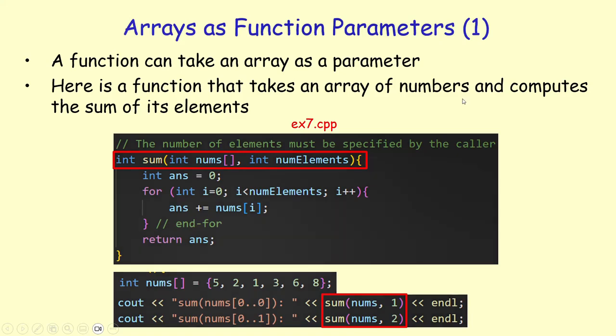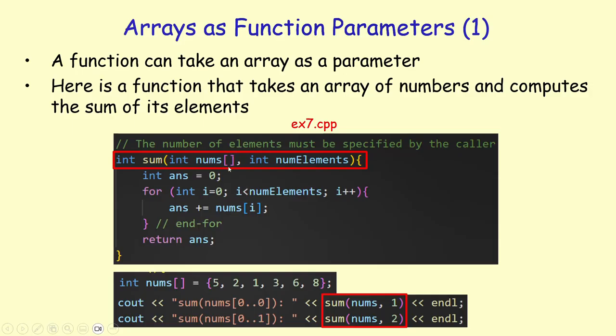A function can take an array as a parameter. Here is a function that takes an array of numbers and computes the sum of its elements. So here is the function sum. The first parameter is an array of integers.